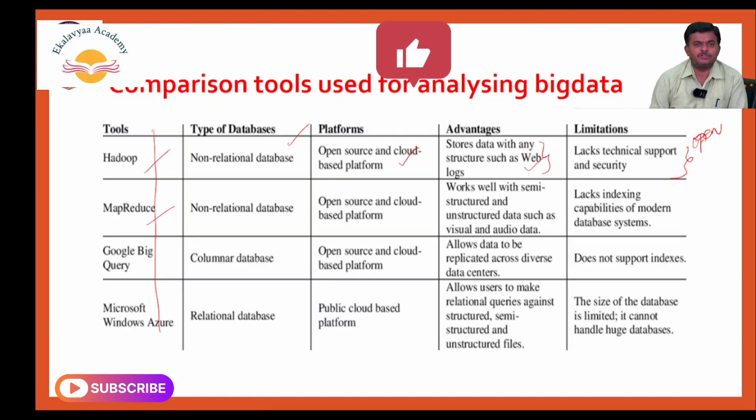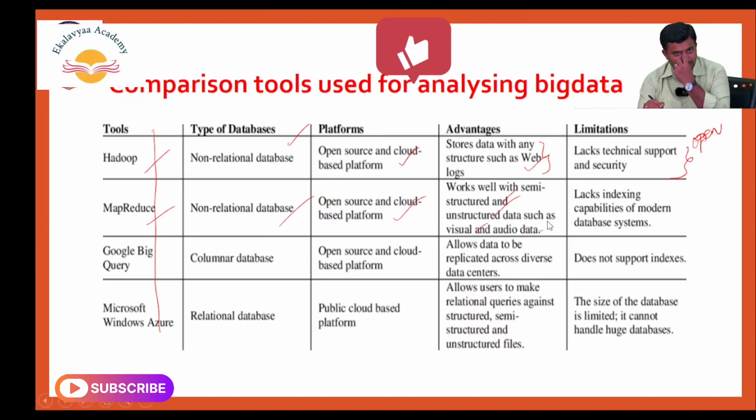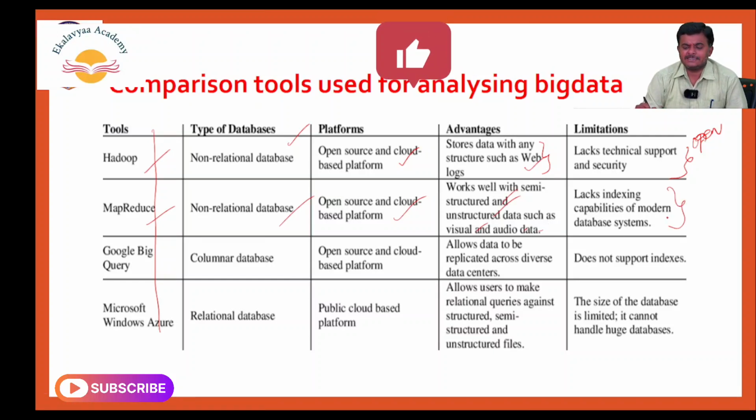Next, the MapReduce tool. It also works on a non-relational database. It is again an open source and cloud platform. It works with semi-structured data and unstructured data such as visual and audio data. So this is the advantage of MapReduce. It lacks the indexing capabilities of modern database systems. The only limitation for MapReduce is that it lacks indexing capabilities.